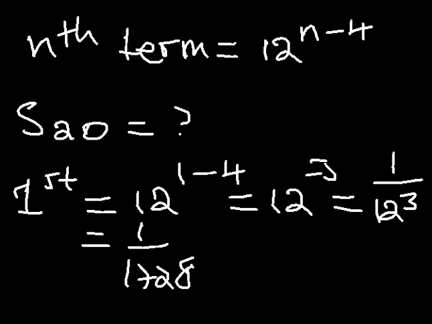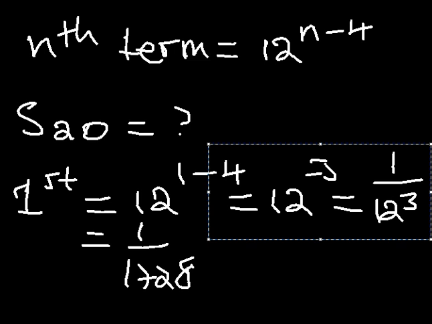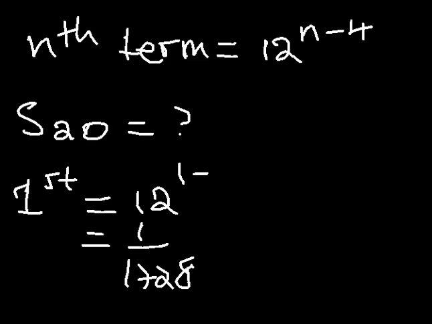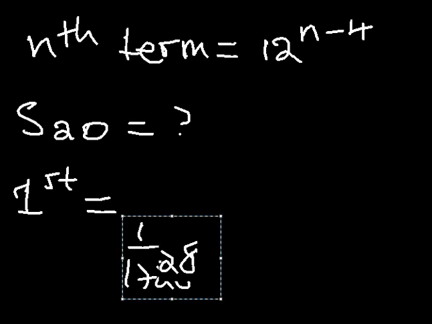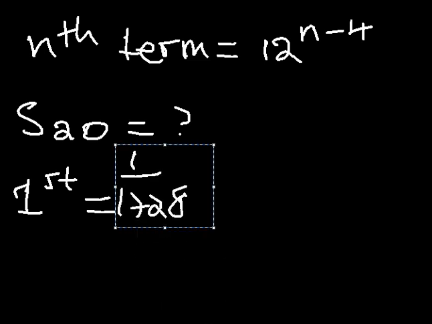Then I wish to have the second term. The way we should make use of the nth term formula for the geometric progression is the same way we make use of the nth term formula for the arithmetic progression. So nothing different. Then now we need to have the second term.